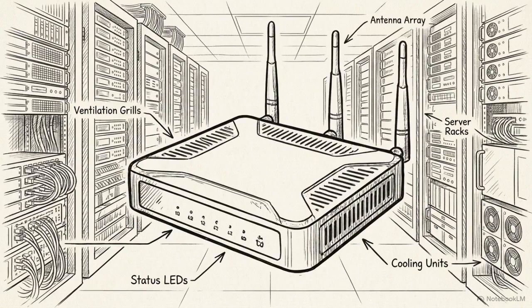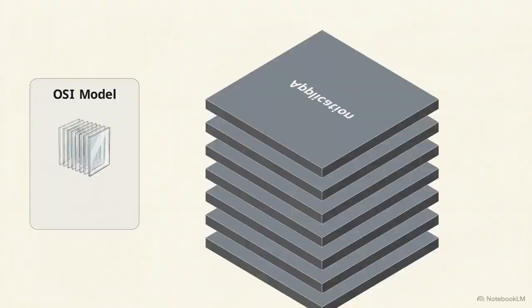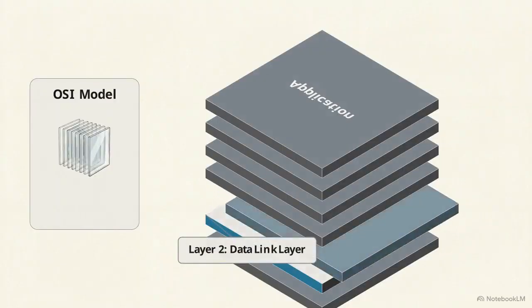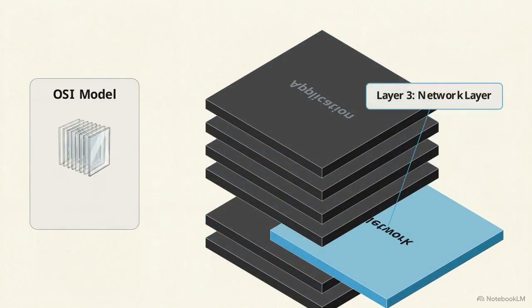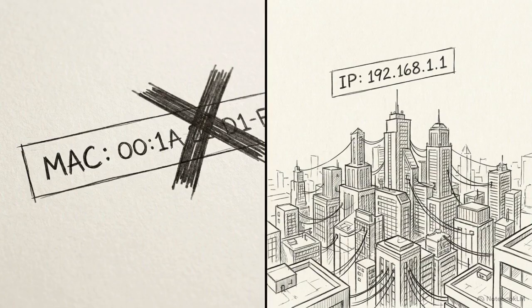That requires a router. Routers act as the gateway to the outside world, operating one step higher in the system at OSI Layer 3, also known as the network layer. At this level, hardware MAC addresses are ignored. Instead, routers rely on IP addresses to navigate the complex boundaries between entirely different independent networks.